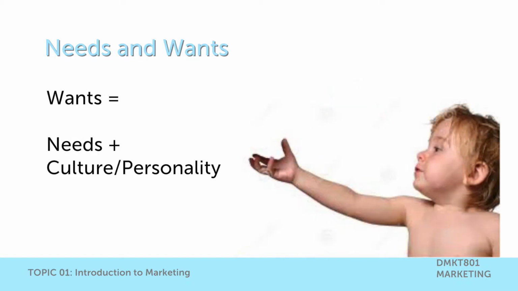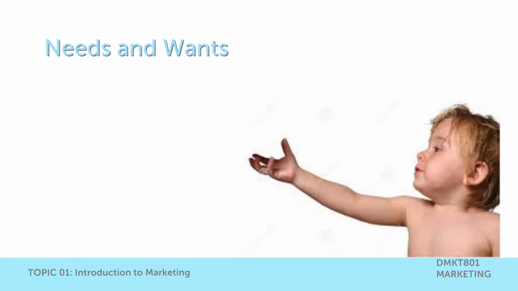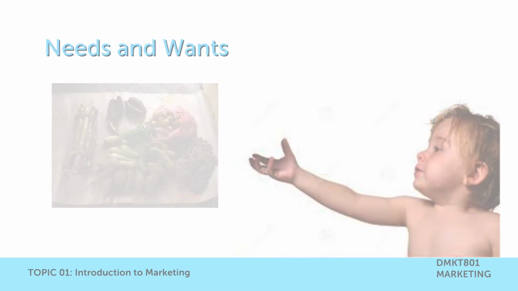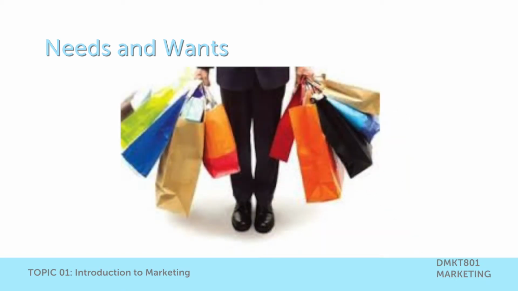Wants are the form human needs take as they are shaped by culture and individual personality. An American needs food but wants a Big Mac, fries and a soft drink. A person in Papua New Guinea needs food but wants taro, rice, yams and pork. Wants are shaped by one's society and are described in terms of objects that will satisfy those needs. When backed up by buying power, wants become demands. Given their wants and resources, people demand products with benefits that add up to the most value and satisfaction.